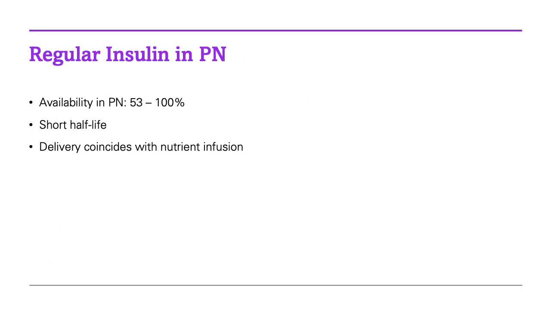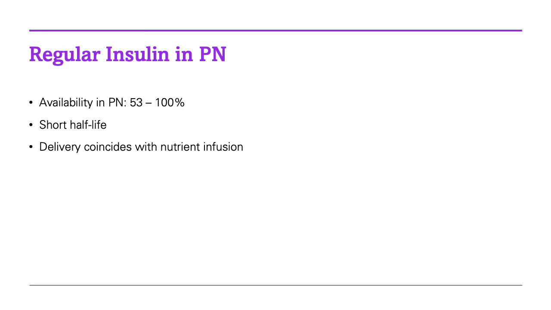So when we add regular insulin to the PN, the availability is usually anywhere from 53 to 100%. Usually a good rule of thumb is that 10 units sticks to the inside of the bag. So if you're starting out with a small amount of insulin and you don't see much improvement, that could be why.